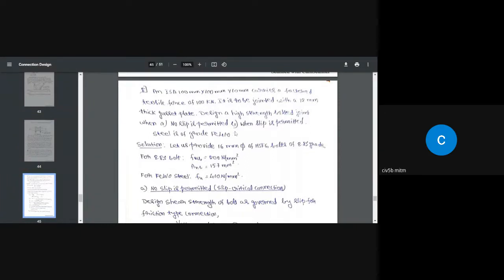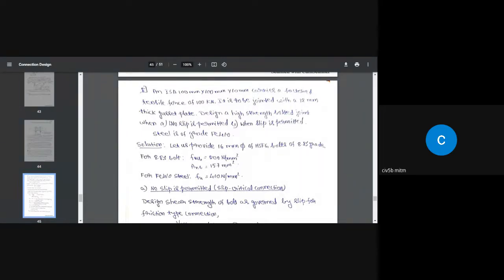Okay, so we have to design it in two ways. Case A, no slip is permitted. That means slip critical connection or slip resistance connection. And point B is when slip is permitted. That means there is going to be contact between the side of the bolt and the side of the plate. Then in case B, we have to design the connection as bearing type connection by checking for both bearing and shear. Is it clear to you?